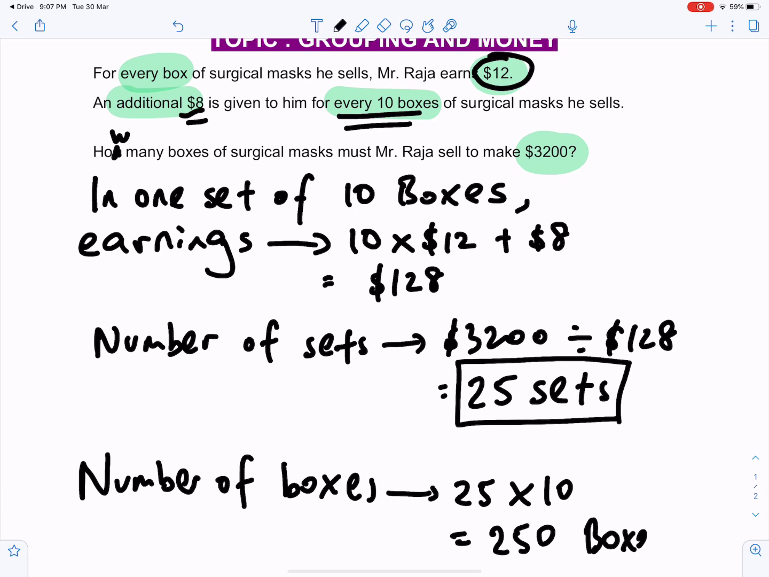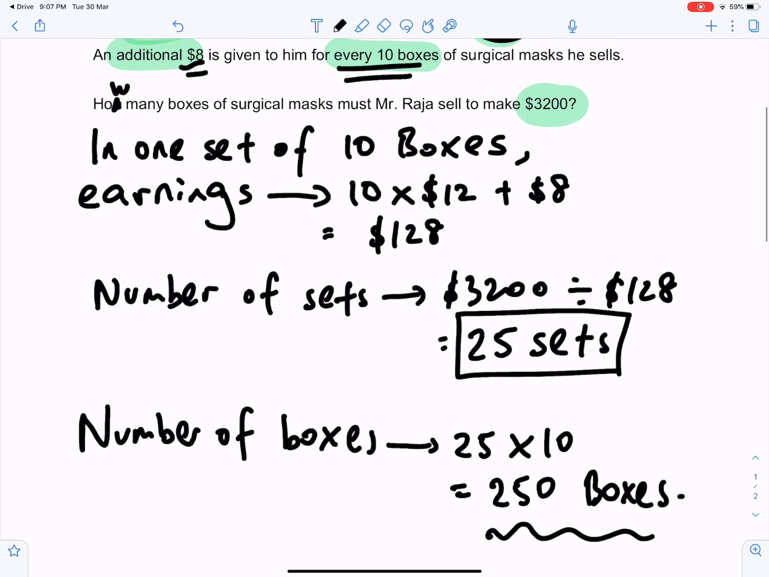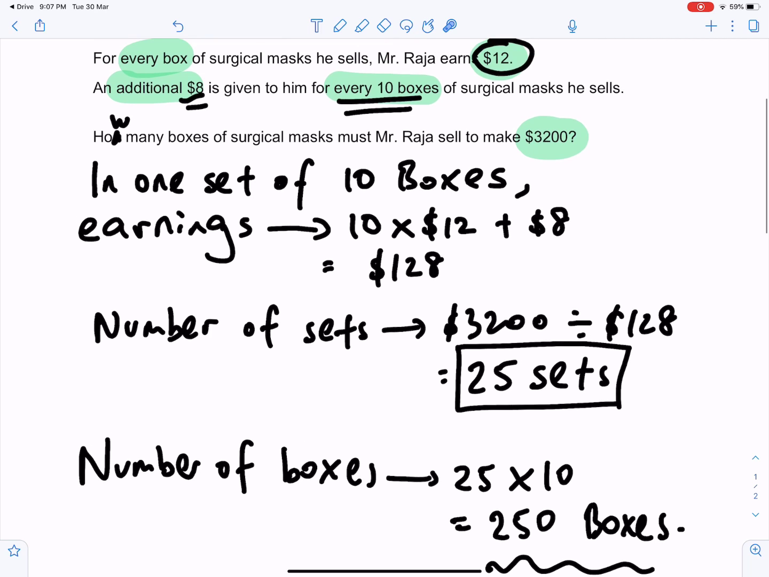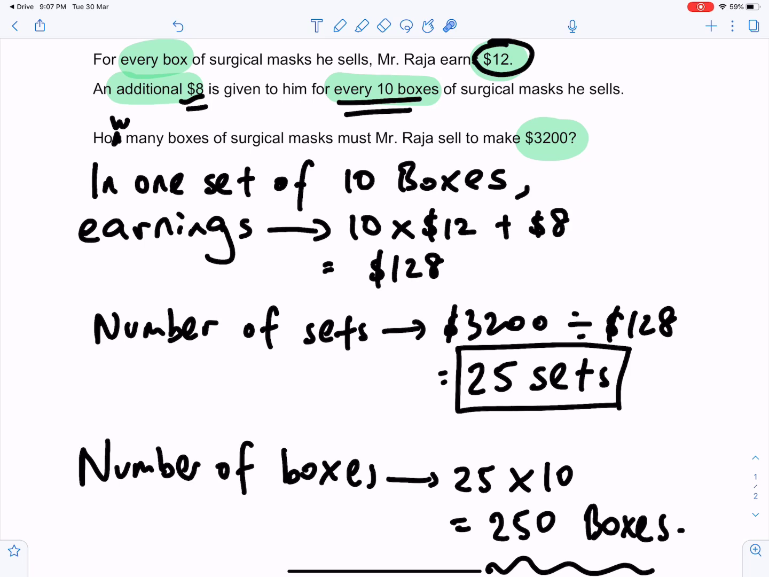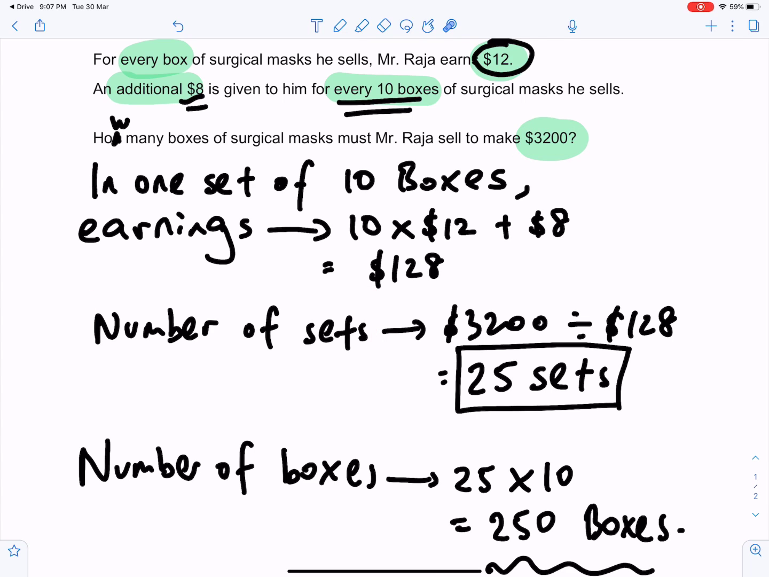250 boxes. So this is our final answer for this question. Again, for this question, what we did was we found out in one set what his earnings are. 10 times 12. Why 10 times 12? Because for each box he gets $12 and then an additional bonus of $8 is given. So for each set of 10 boxes that he sells, he gets $128. From there, I need to know, if he wants to make $3,200, how many of such sets must he sell. Number of sets, 3,200 divided by 128, exactly 25 sets.